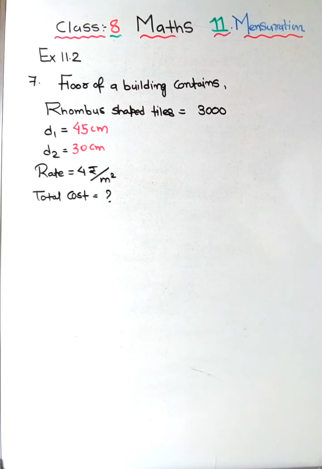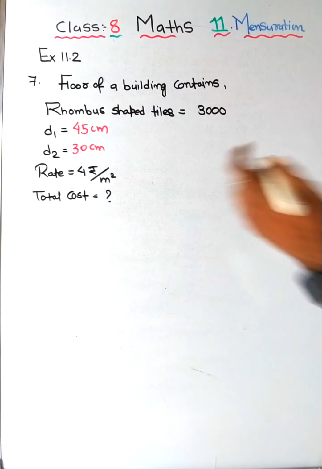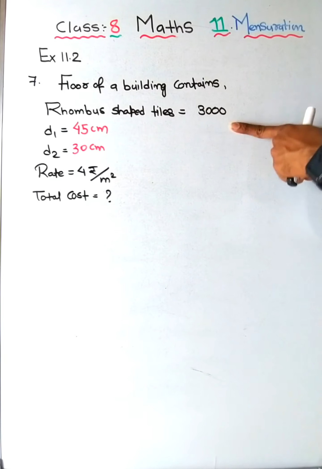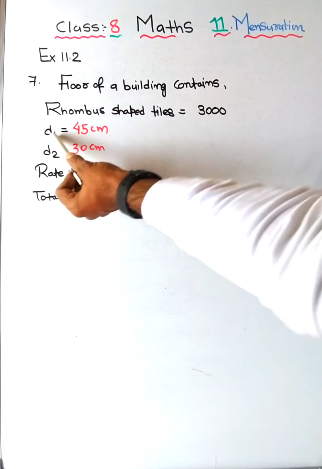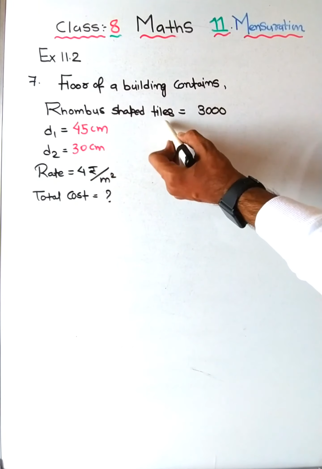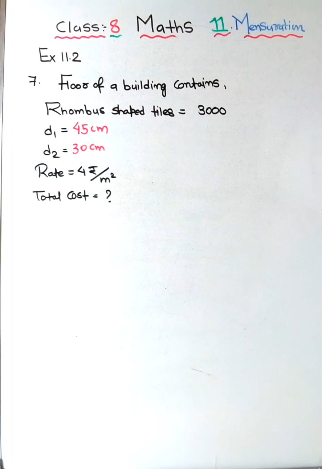Next, question number 7: the floor of a building consists of 3000 tiles which are rhombus shaped. So I have written rhombus shaped tiles. How many? 3000. Now information about diagonals is given, that is diagonal 1 is 45, diagonal 2 is 30. This is related to one tile.